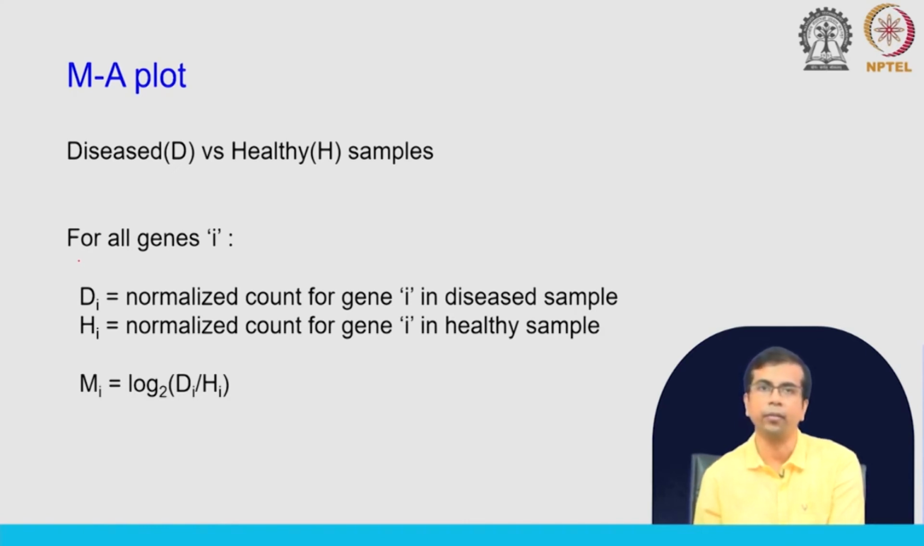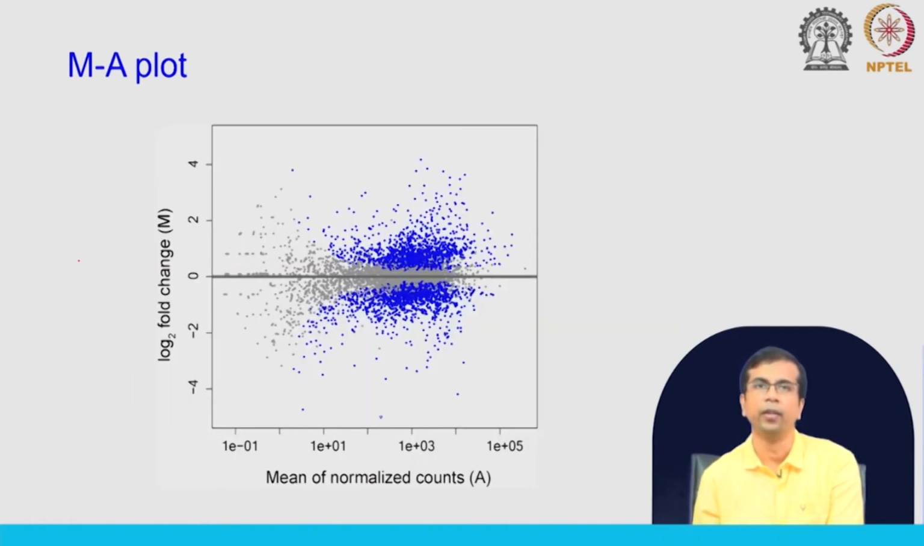So, Mi is log2 Di divided by Hi, and Ai is log2 Di plus log2 Hi divided by 2. So, A is kind of like the average expression, okay, and Mi is the log fold change, right. We are looking at difference in expression, okay. So, here is how the plot would look.